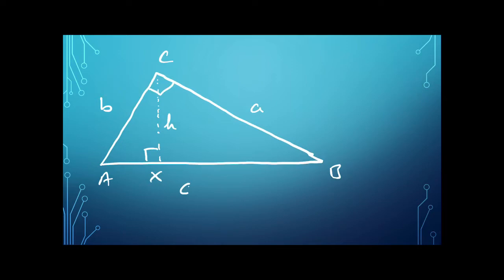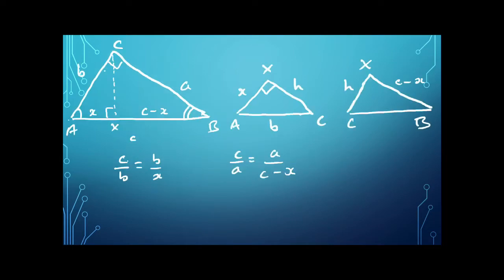Okay, so we've drawn a perpendicular from AB and that goes up to C, and the point where that line meets AB is X, and I've called that height there H. I've also labelled this as X, and therefore this distance here is C minus X. Okay, so what we've actually done is created two similar triangles to the original one.